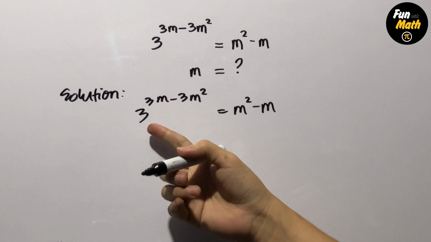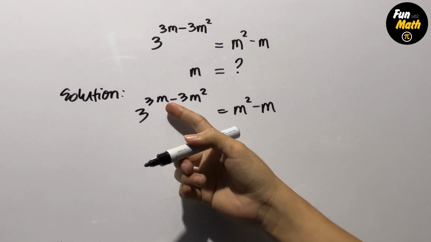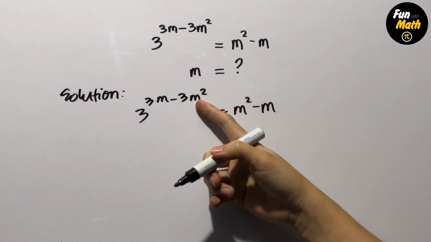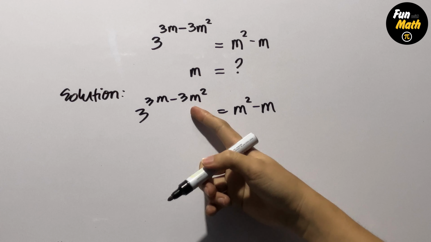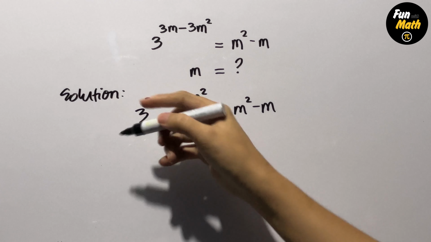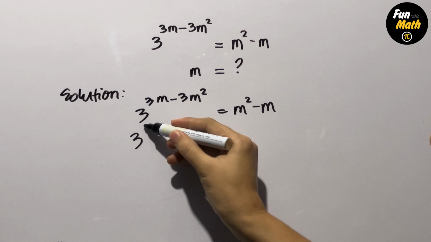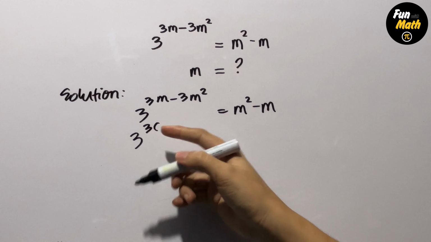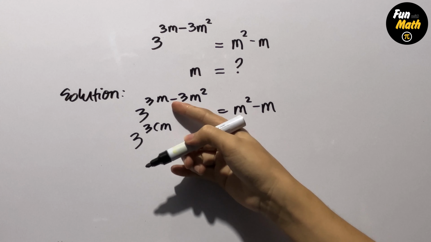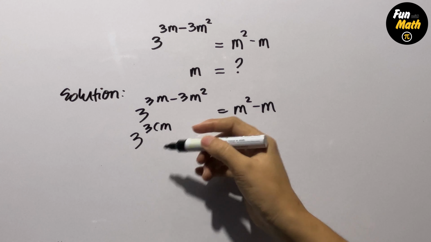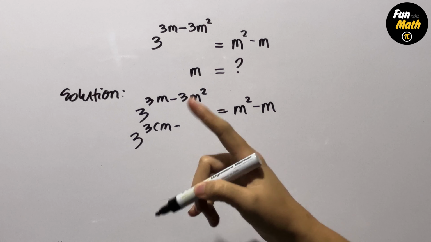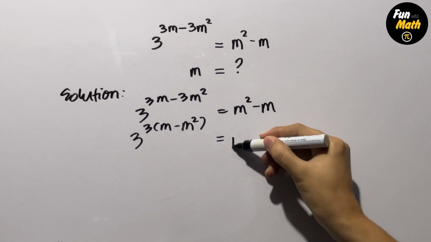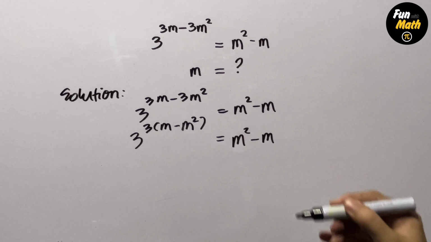Next, for the power of 3, which is 3m minus 3m squared, we are going to factor this in terms of the common factor. The common factor is 3. So this is now 3 to the power of 3 times 3m divided by 3, that is m, negative 3m squared divided by 3, that is negative m squared, equals m squared minus m.